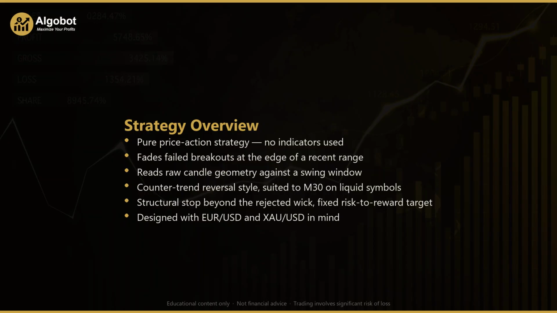Failed auction reversal is a counter-trend strategy, which means it looks to enter against the most recent short-term move rather than with it. The central idea is the concept of a failed auction. In market terms, an auction is simply price traveling in one direction to find willing buyers or sellers. When price pushes to a brand new extreme, a fresh high or a fresh low beyond its recent range, but then fails to hold there and snaps back, that rejection can be read as a sign that the move ran out of willing participants. The strategy aims to identify that specific event and respond to it.